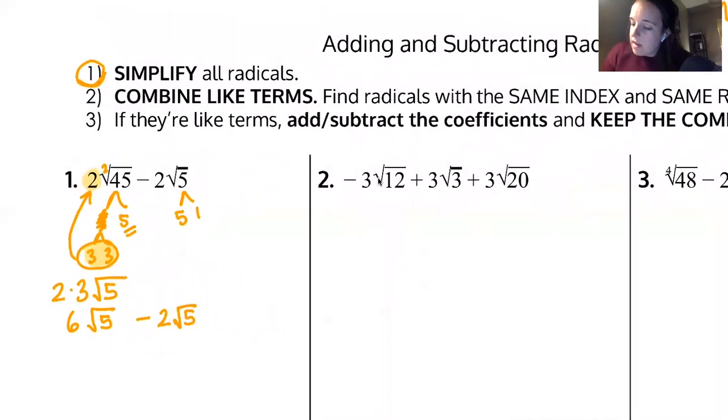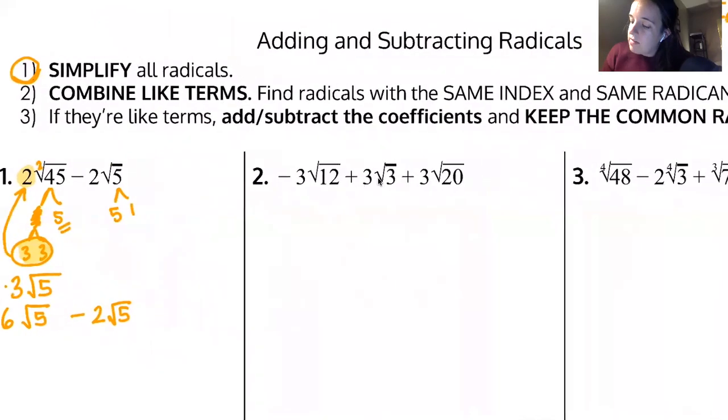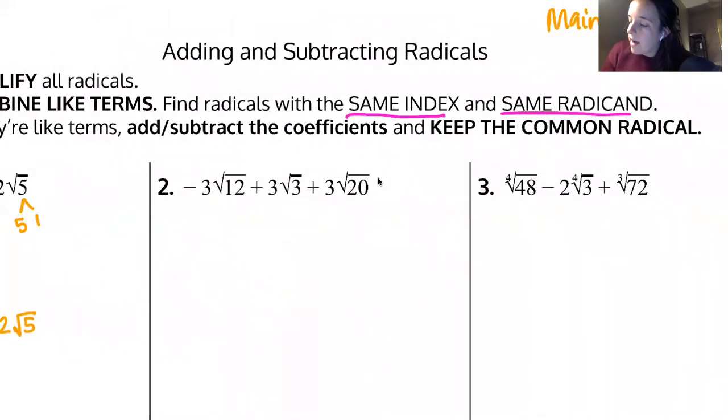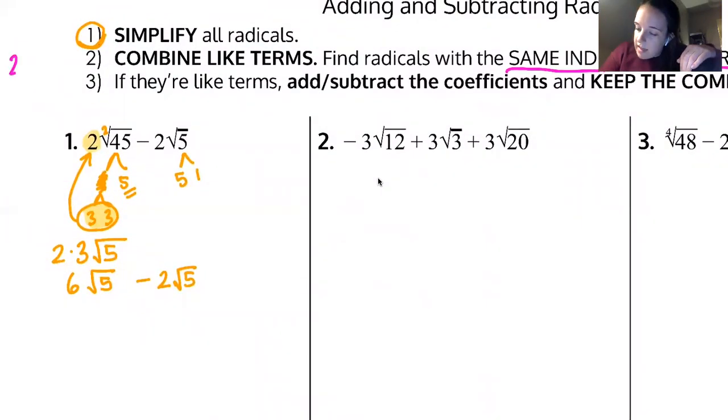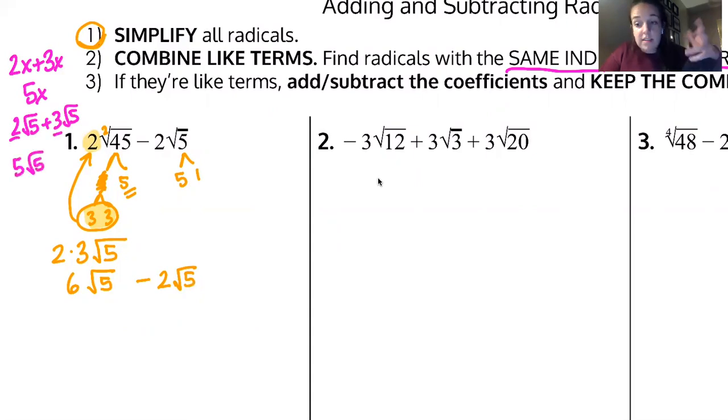The second step is to combine like terms. It says find radicals with the same index and the same radicand. What that means is that if we're going to find like terms, remember, if we have 2x plus 3x, then we can add them to make 5x. Basically what we're saying here is if we have 2 square root 5 plus 3 square root 5, then we can add the 2 and the 3, and we can make it 5 square root 5. The same way that we had x's, we don't change the x here. Same thing, we don't change the square root of 5 here. We just add the outsides together. We can only do that if they have the same index, same radical.